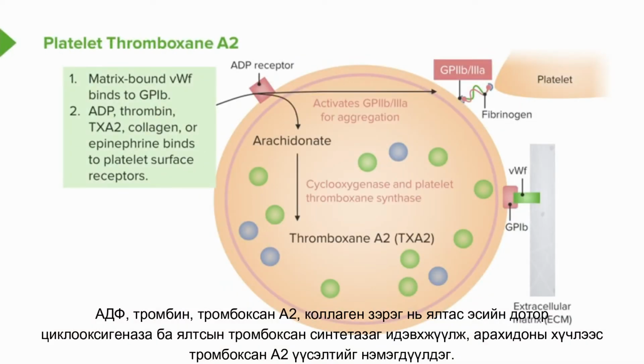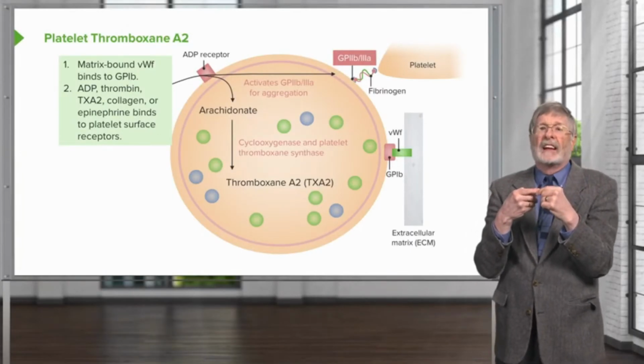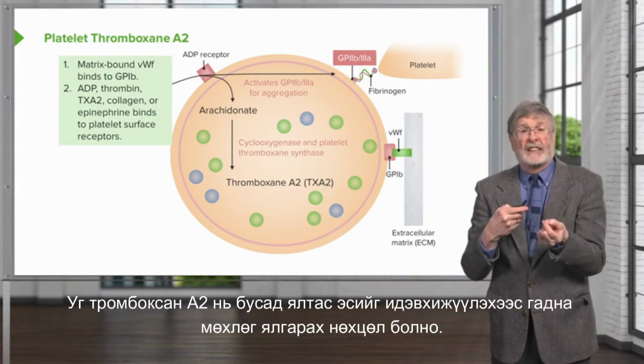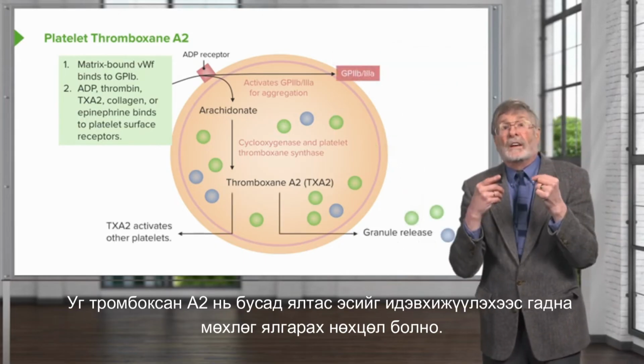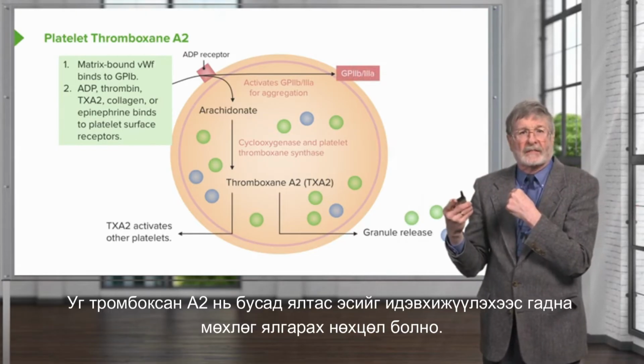That ADP receptor or the other molecules, thrombin, thromboxane A2, collagen, etc., will drive the metabolic pathways within the platelets involving cyclooxygenase and platelet thromboxane synthase to convert arachidonic acid precursors to thromboxane A2, so a prostaglandin metabolite that will have secondary effects. And that thromboxane A2 will activate other platelets and will drive granule release.